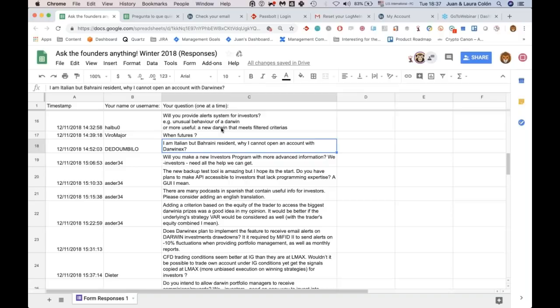So I don't know the specific reason why you cannot open an account with Darwinex. I suspect the biggest reason, from what you're saying here, is that we would have trouble accepting bank payments done via Bahrain. If you have a bank account in Italy, it would make things a whole lot easier, being an Italian citizen. That's the best practical advice I can suggest at this point.